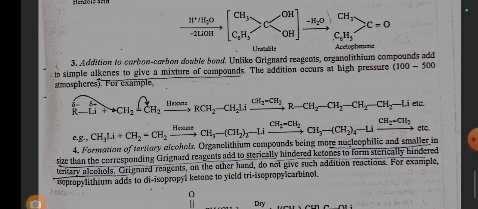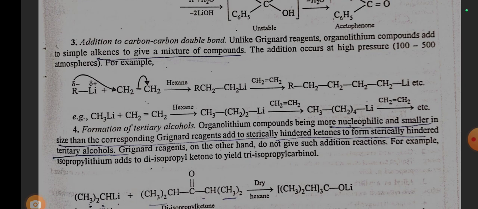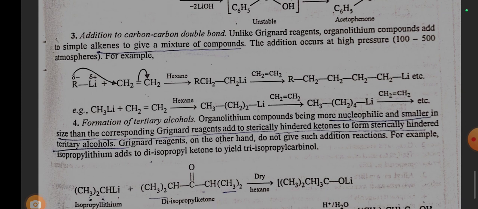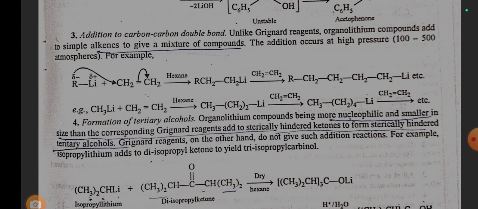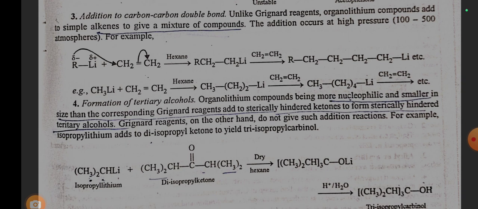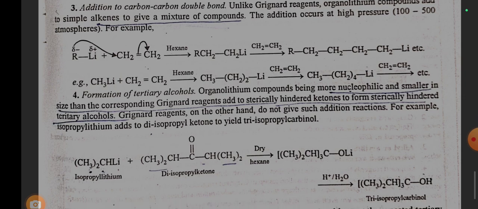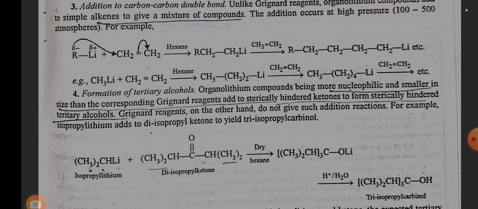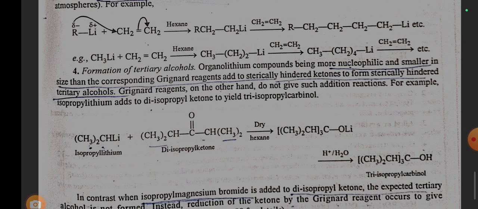3. Addition to carbon-carbon double bond. Unlike Grignard reagents, organolithium compounds add to simple alkenes to give a mixture of compounds. The addition occurs at high pressure. For example, RLi plus CH2=CH2 gives RCH2CH2Li, which on reaction with CH2=CH2 gives R(CH2)4Li, etc.